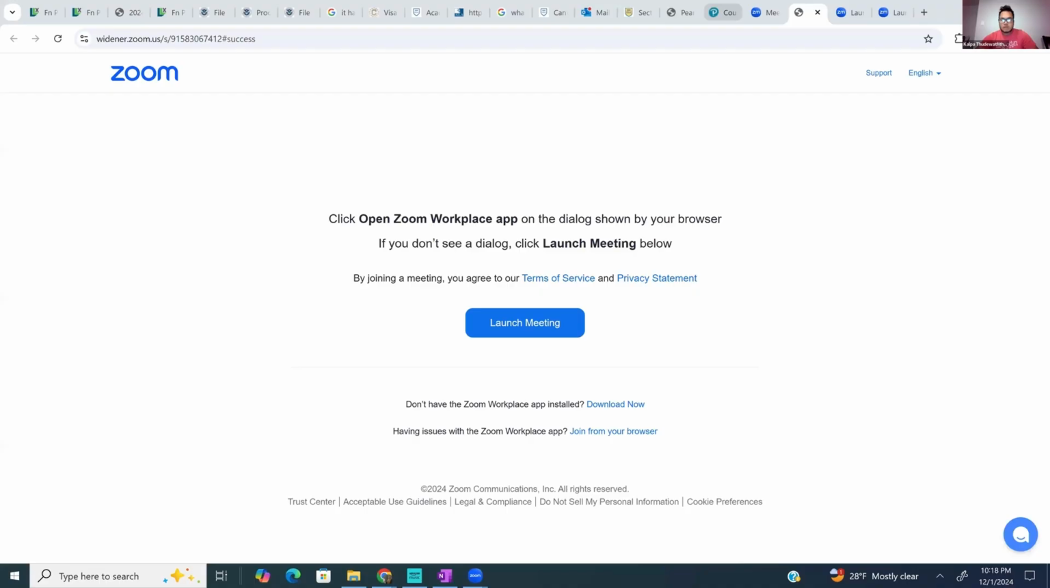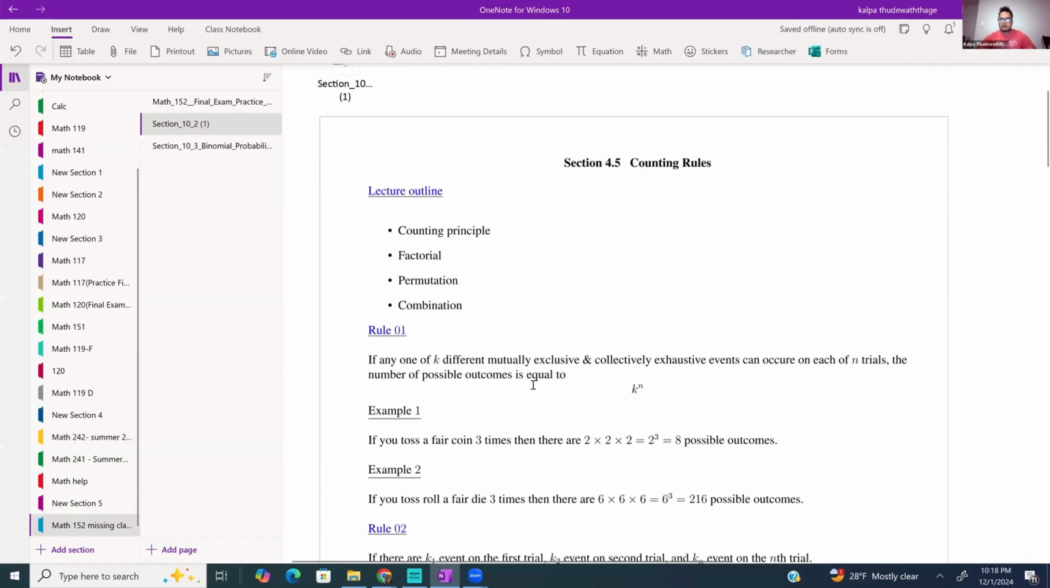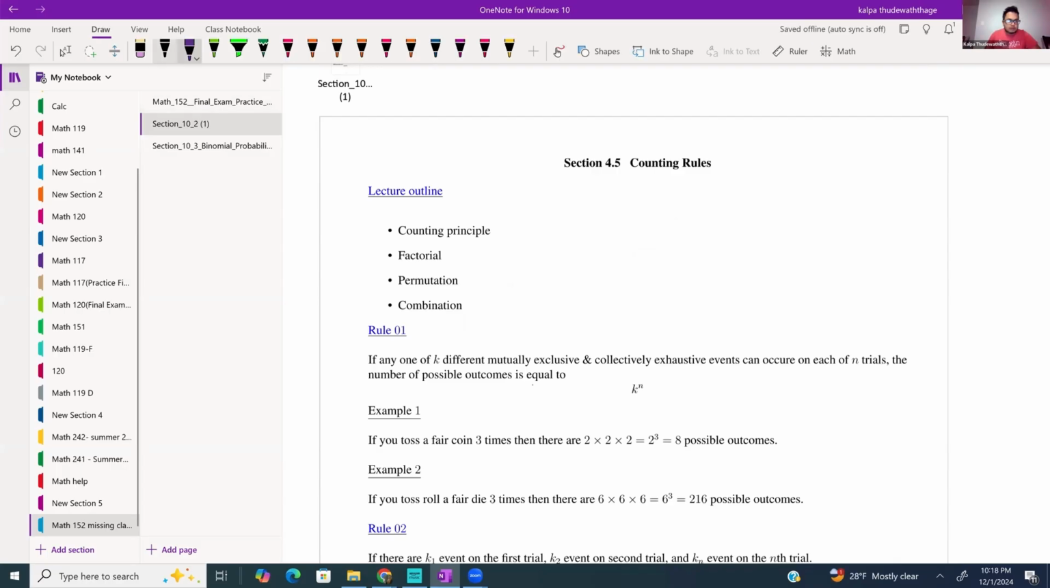Yeah, let me share the screen first. Here you go. I hope you can see the notes. Okay, see my notes. So actually, the correct section should be 10.2. Okay, so you can see in the Canvas it's 10.2.